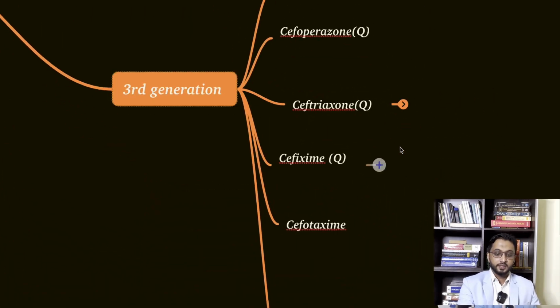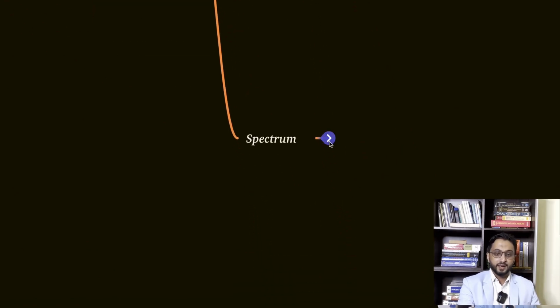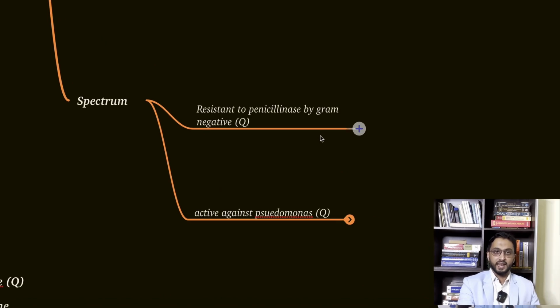Okay, third generation, the spectrum is again negative. So after first, all are negative. That is, first is only positive, second is positive and negative, and third, fourth, fifth are purely negative, no positive. Now the key factor is that third, fourth, fifth generations become more effective against gram negative as they advance. You have penicillins for gram positive; what you need more is negative. So as cephalosporin generation becomes more advanced, it becomes more and more effective against gram negative.